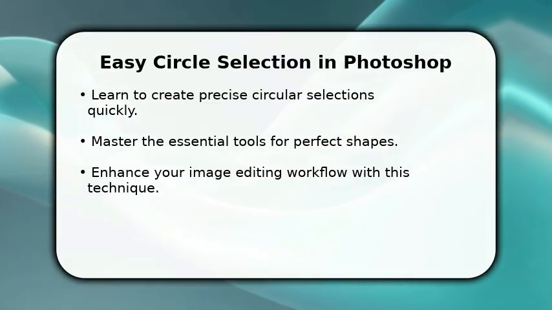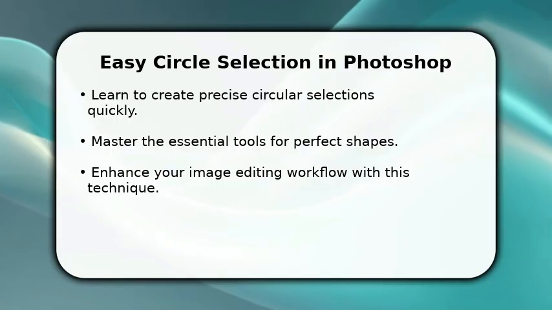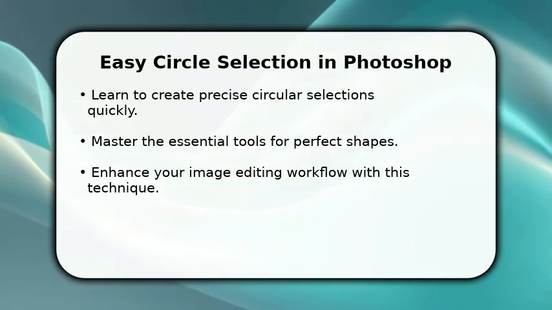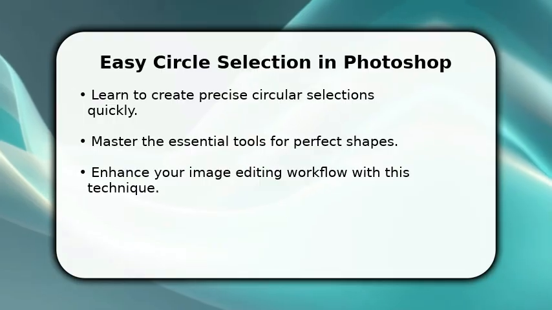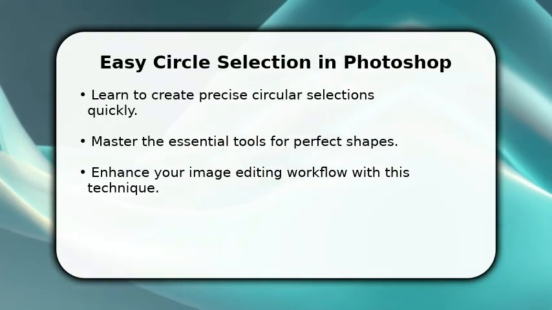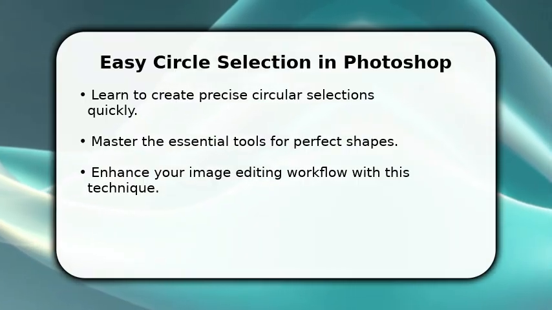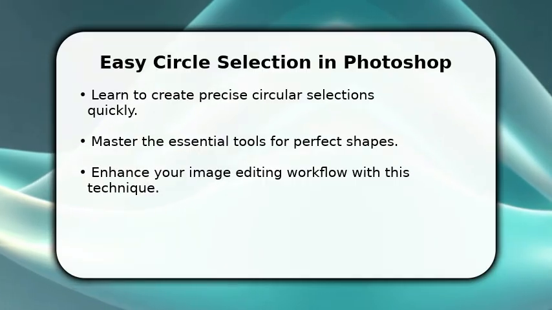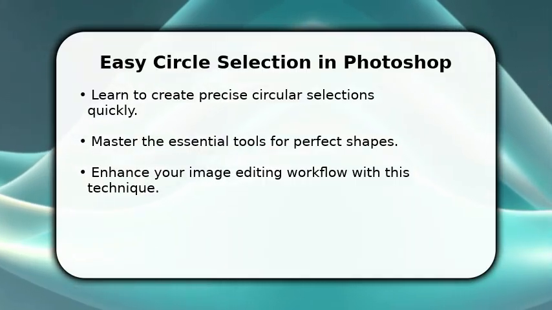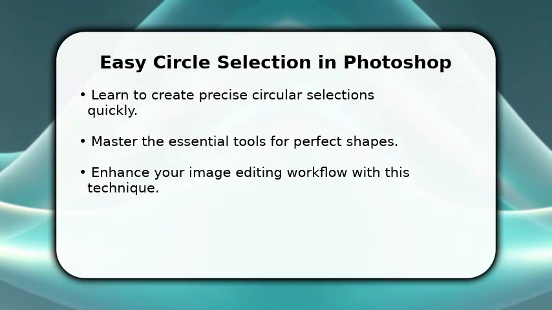Locate the marquee tool in the toolbar, which usually looks like a dashed rectangle. Click and hold this icon to reveal a fly-out menu with additional selection tools. We will be focusing on the elliptical marquee tool for our circular selections. This is the foundational step to isolating round objects or areas in your projects.